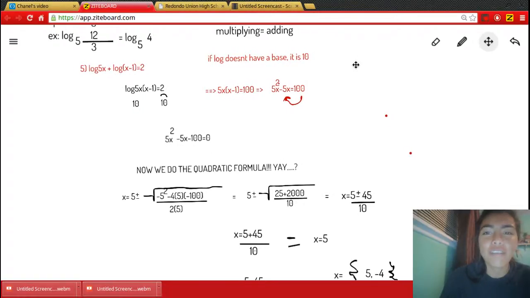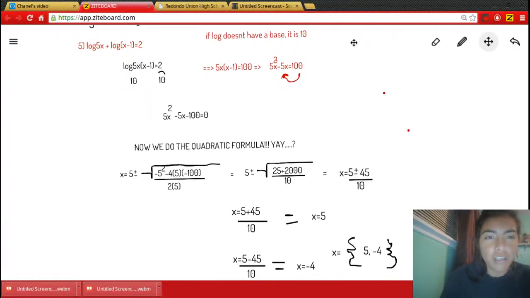Okay, number 5. So we have another expanded form, and this time, since it's adding, we know that it will be multiplying. So we're gonna reduce the expanded form to multiplying. So it's gonna be log 5x times x minus 1, I'm gonna write that down, equals 2.